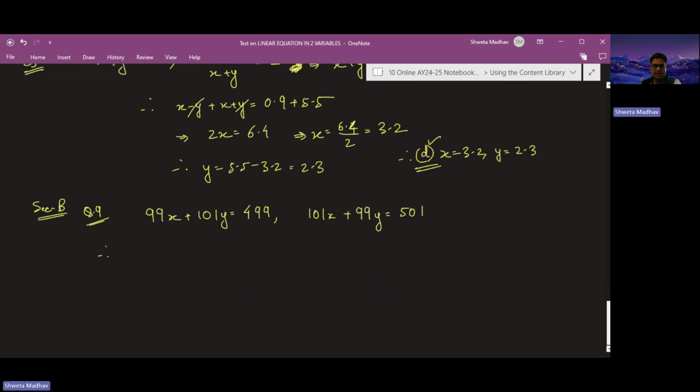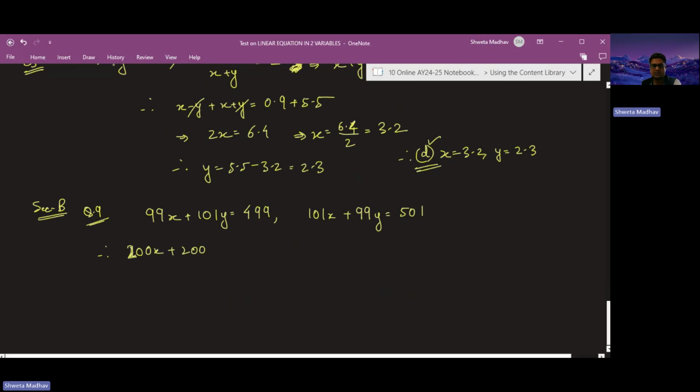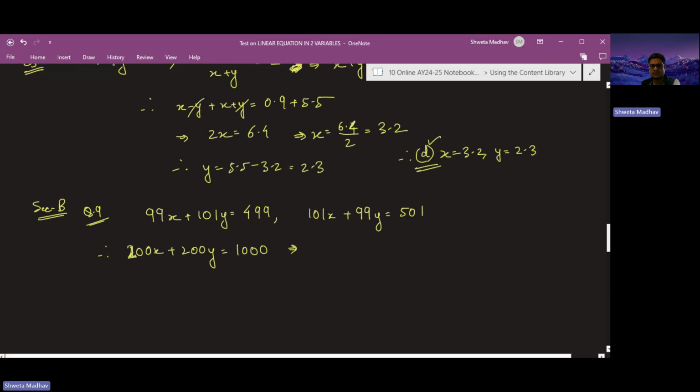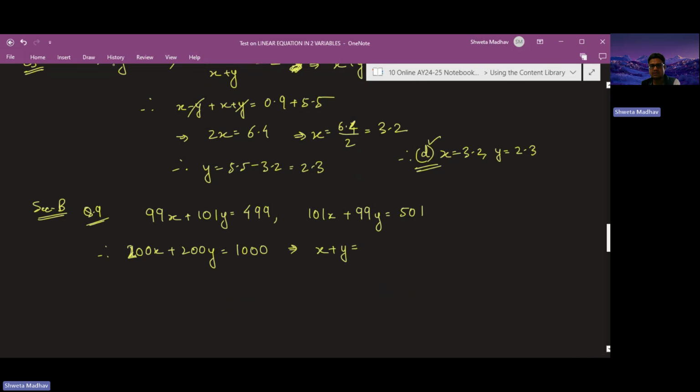So if we add them, then we will get 100 plus 100, so that is 200x plus 200y, that is equal to 500 plus 500. So that will be equal to 1000. So therefore, from here we can say x plus y will be equal to 5.